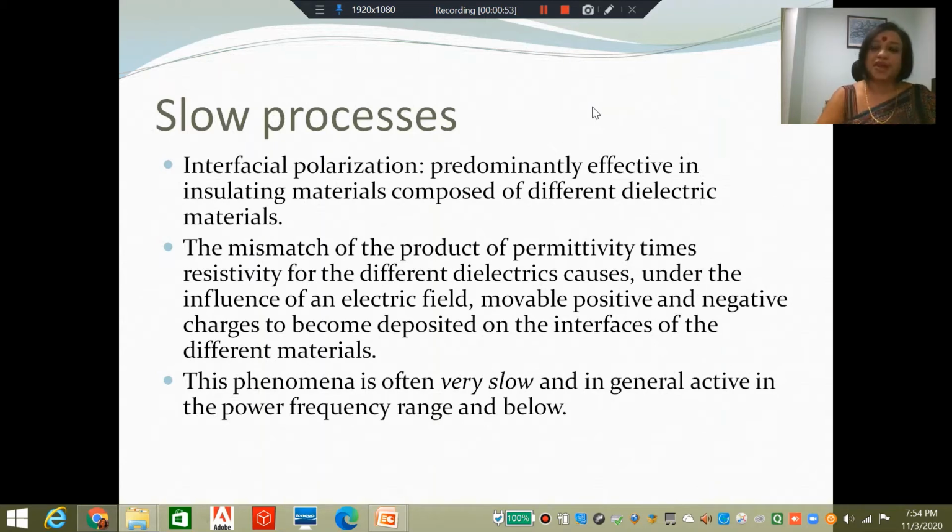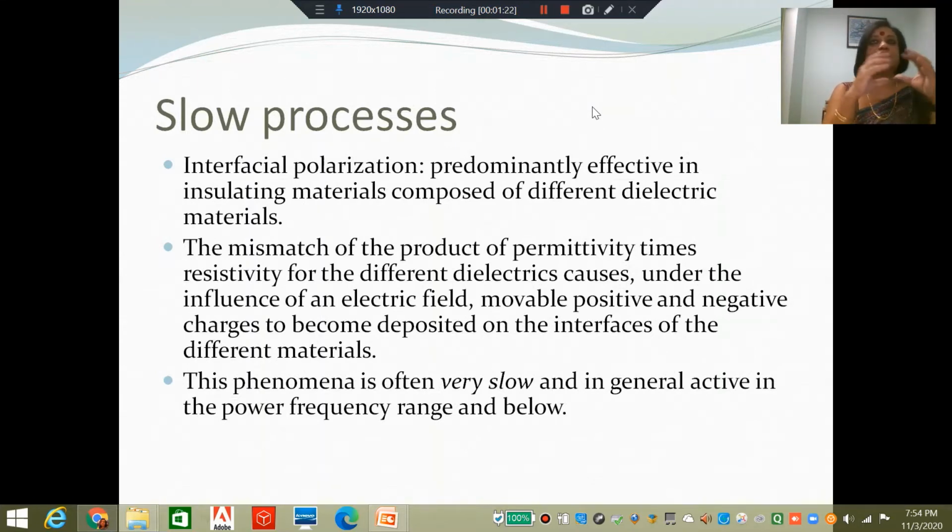Once these dipoles are created, they will align themselves in the direction of the field. Now, the creation of these dipoles and alignment in the direction of the field involves the movement of the electrons. Electrons are very light particles. They have very high velocity. So this process can be completed almost as soon as the electric field is applied. So this contributes to instantaneous polarization.